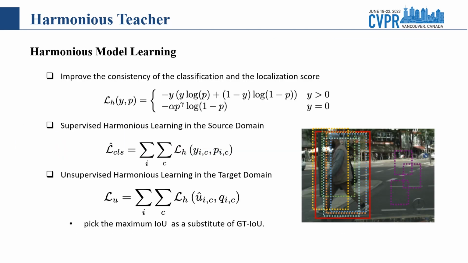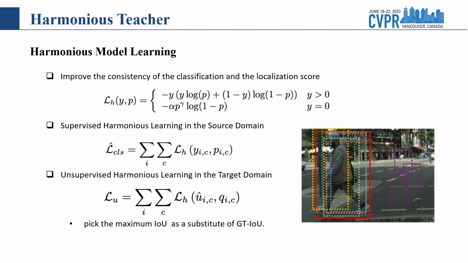To improve the consistency of the classification and localization score, we utilize a varifocal loss to recognize the consistency between the classification score and the ground truth IoU. We apply this loss in both the source and the target domains. However, for the target domain, we cannot obtain the ground truth IoU because of the absence of annotations in the target domain. To this end, we propose an intuitive method to pick the maximum IoU with other predictions as a substitute for the ground truth IoU.